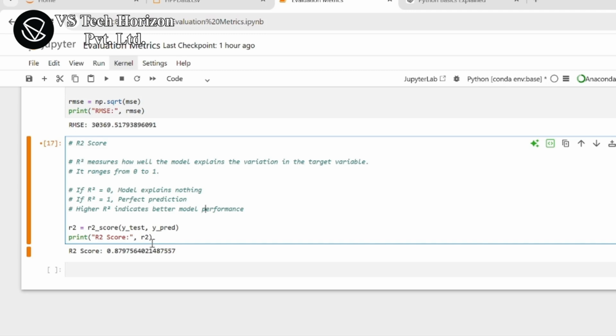So we have seen that mean absolute error provides the average prediction error, mean squared error penalizes large errors, root mean squared error gives the realistic prediction deviation, and lastly, R squared score tells us the overall model performance. Here, lower values of mean absolute error, mean squared error, and root mean squared error, and a higher R squared score indicate a good performing model.